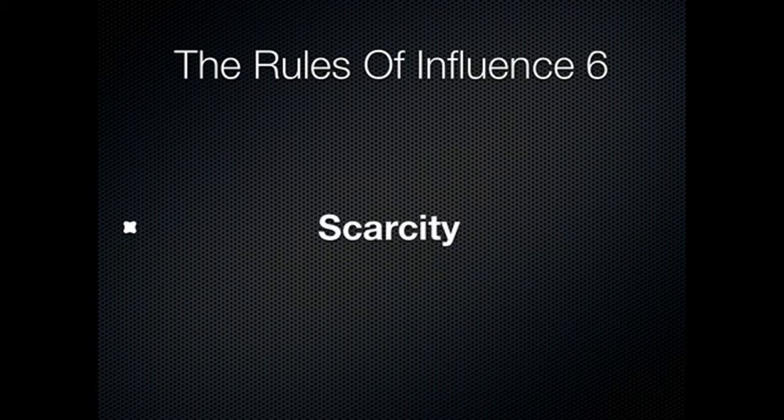And the sixth rule of influence, and probably after social proof, the second most overused one in internet marketing, is scarcity. Which is basically there's only 10 of these bonuses left, and as soon as I've sold those, I'm going to close the doors forever. That's basic scarcity.